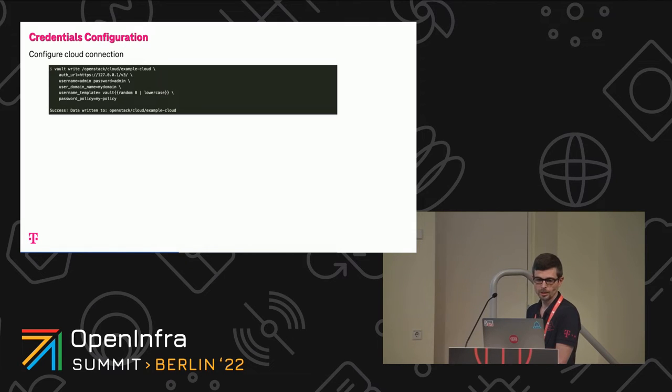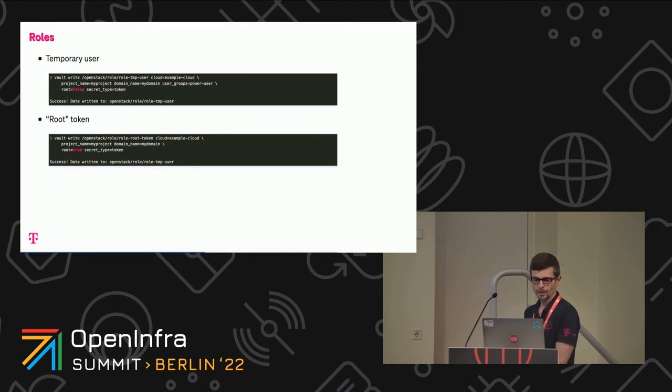So for a particular cloud, we give to the Vault the username, password, user domain name, username template. What is interesting once we would like to get temporary users is the password policy, because in a particular cloud you might have different requirements for your passwords. And through the Vault's policies, we really have the possibility to say which particular character sets are required in this particular password.